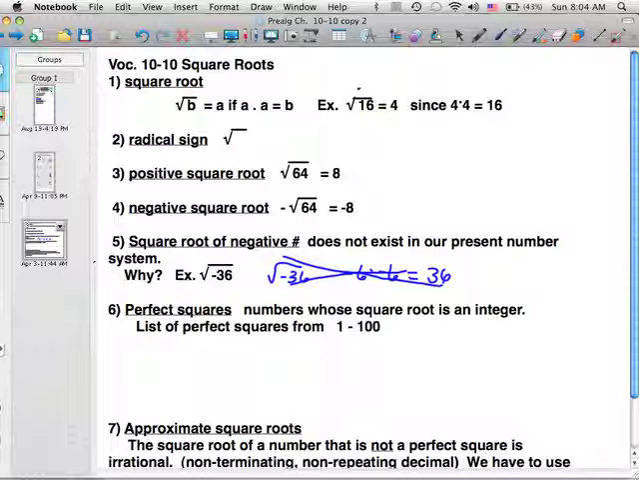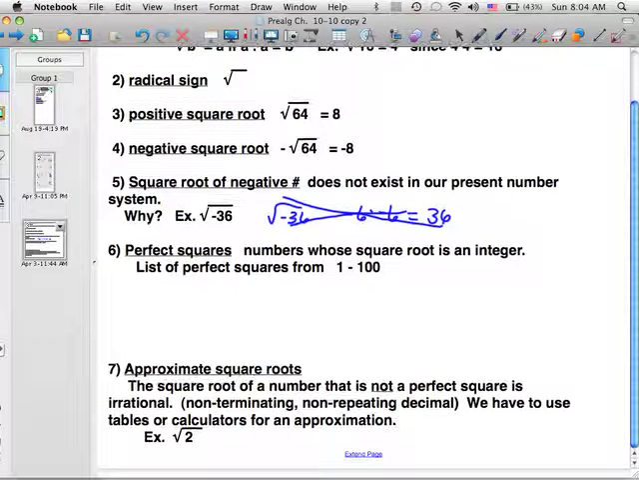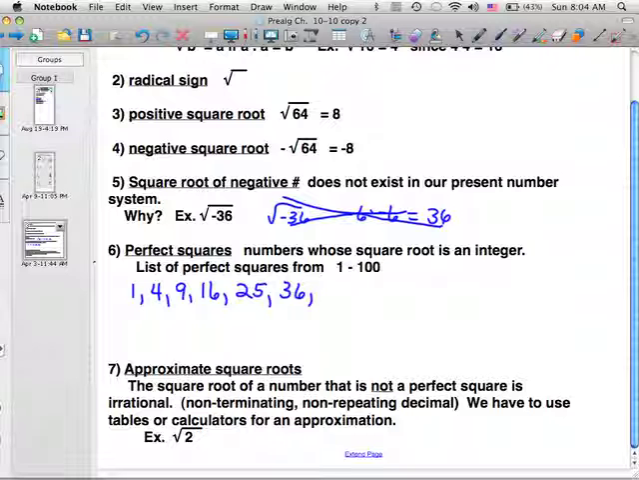Perfect squares, you should know them up to 100. So the perfect squares: 1 times 1, 2 times 2 is 4, 3 times 3 is 9, 4 times 4 is 16, 5 times 5 is 25, 6 times 6 is 36, 7 squared is 49, 8 squared is 64, 9 squared is 81, and 10 squared is 100.